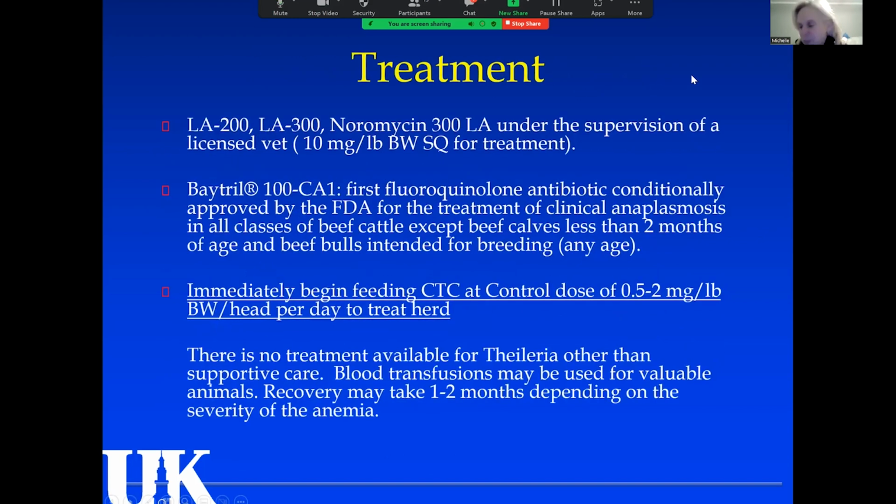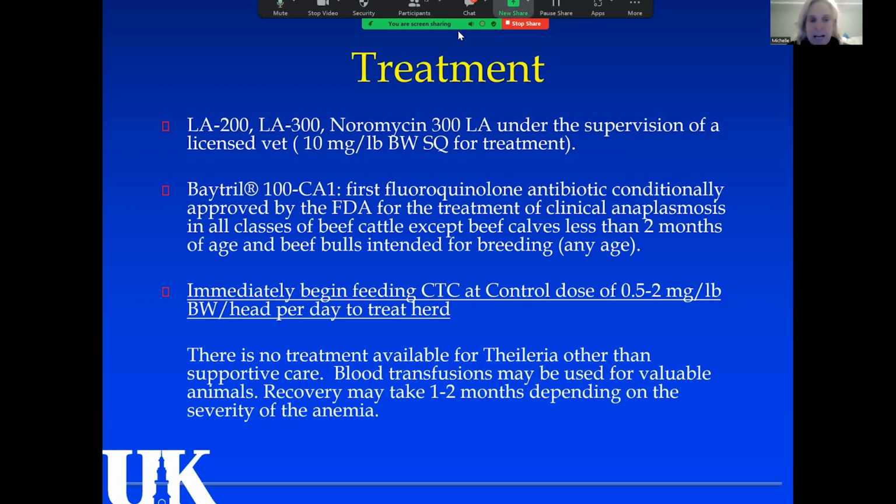So treatment, here's where it gets a little bit tricky, I think, is that anaplasmosis is a bacteria. So the anaplasma is a bacteria, so we can treat it with antibiotics. The Theileria organism is actually a protozoan, so it doesn't respond to antibiotics. However, if you had one that was showing clinical signs, you'd want to give it the treatment, because you won't know which disease it is by just looking at the animal.